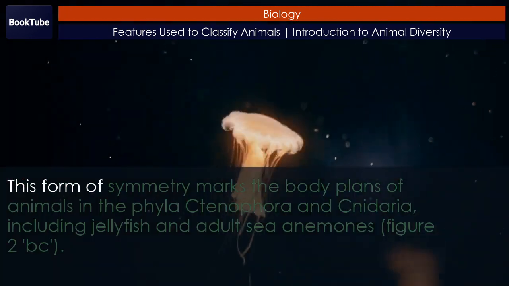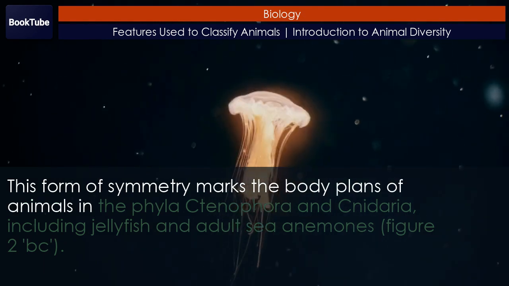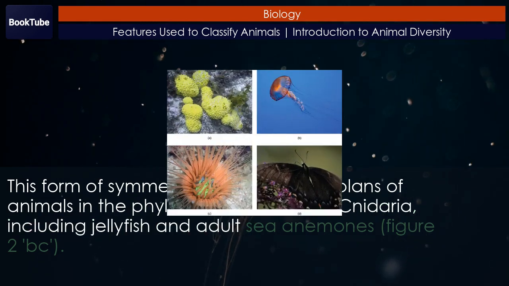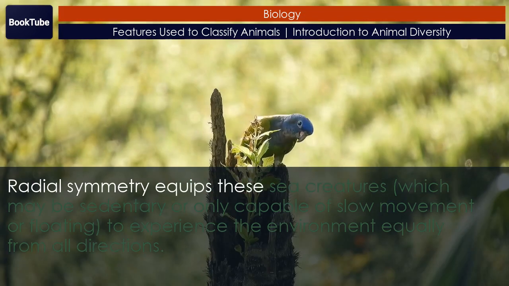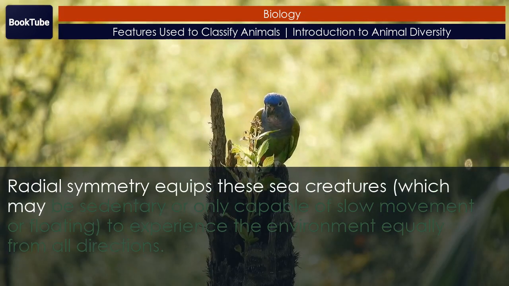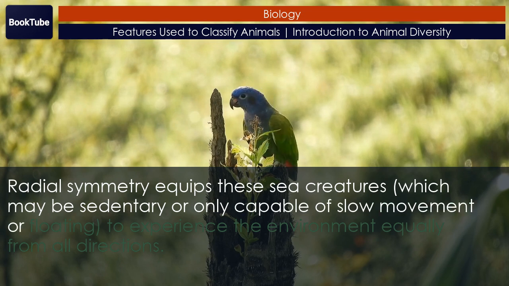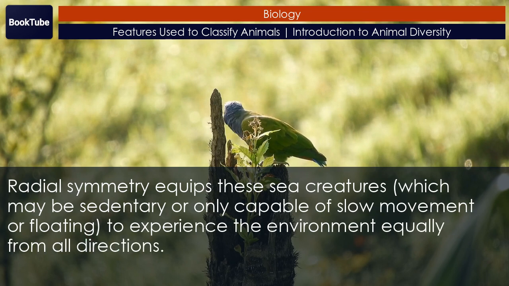This form of symmetry marks the body plans of animals in the phyla Ctenophora and Cnidaria, including jellyfish and adult sea anemones. Figure 2, B, C. Radial symmetry equips these sea creatures, which may be sedentary or only capable of slow movement or floating, to experience the environment equally from all directions.